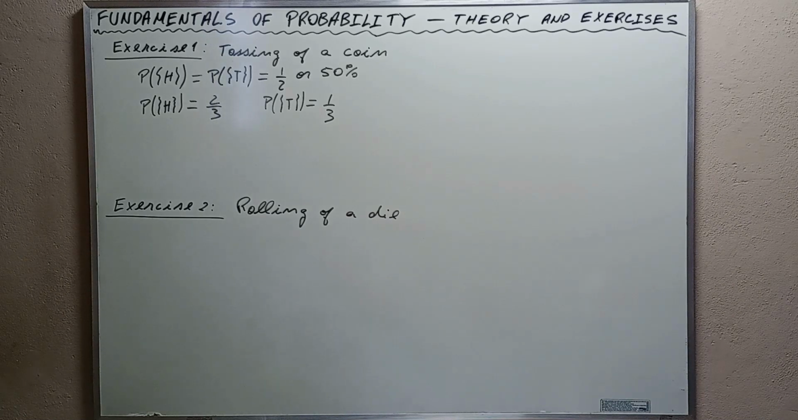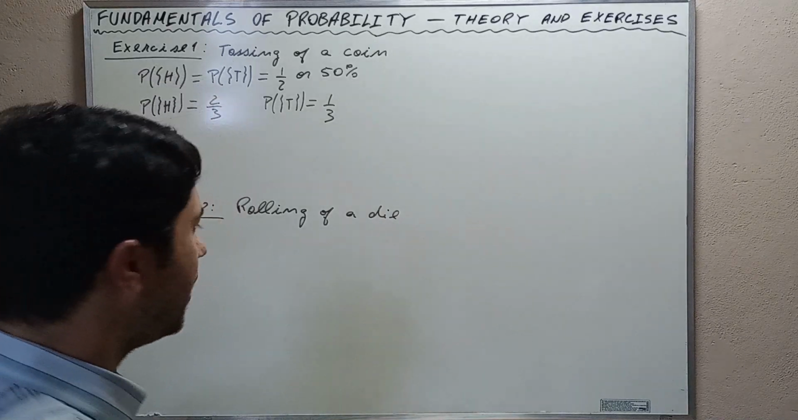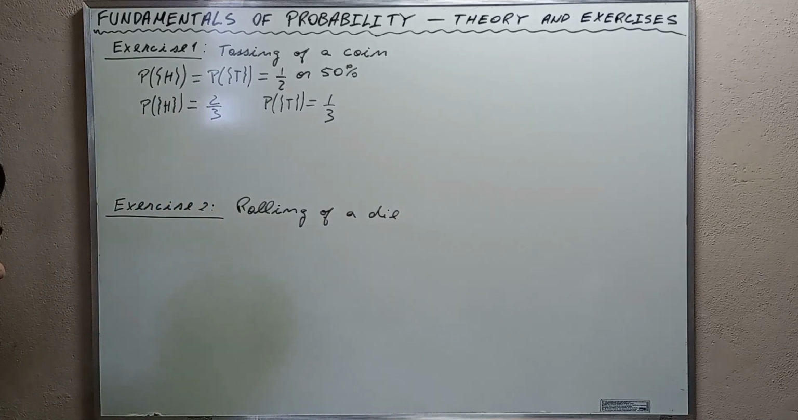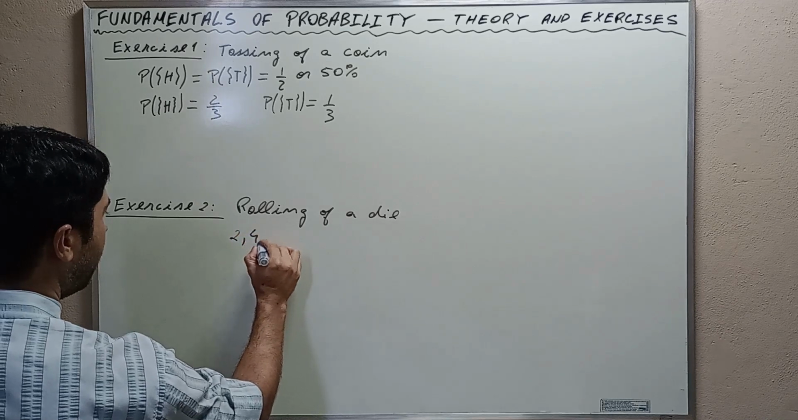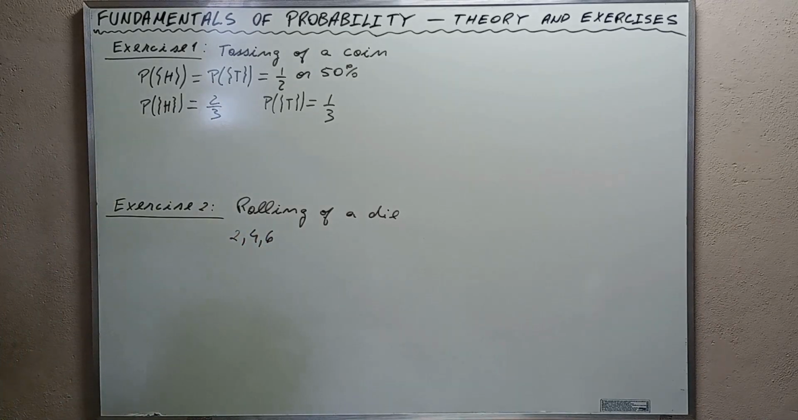If you roll a perfectly balanced 6-sided die, each face has an equal probability of landing face up. Since there are 3 even numbers in a die: 2, 4, and 6. Okay?